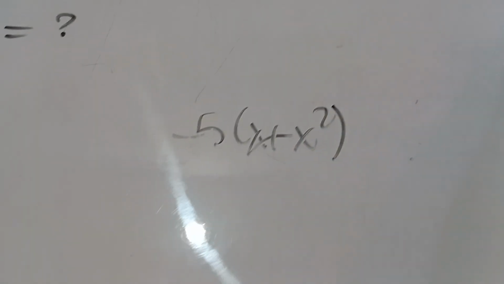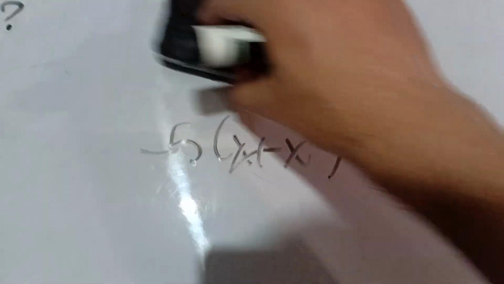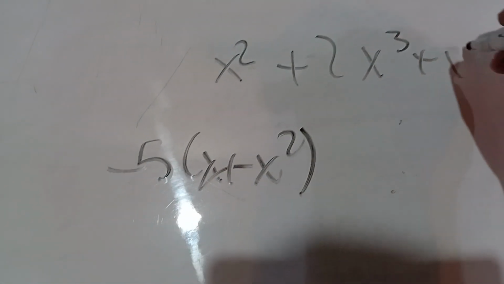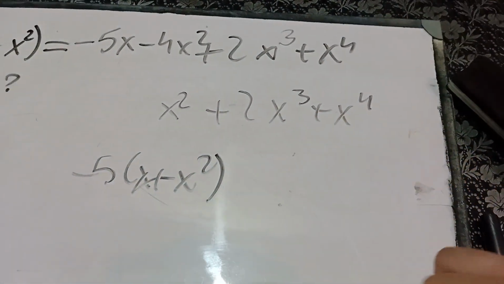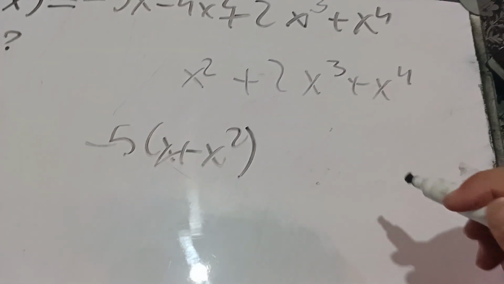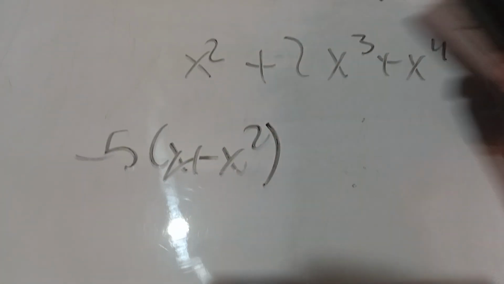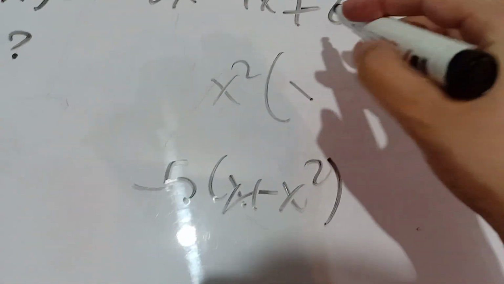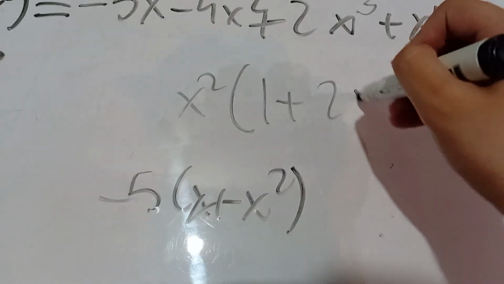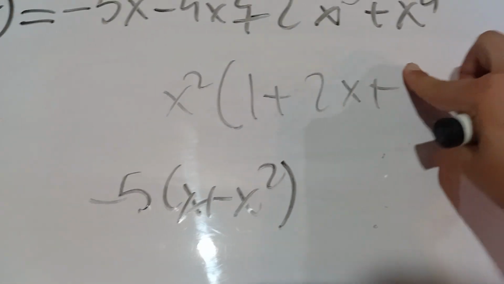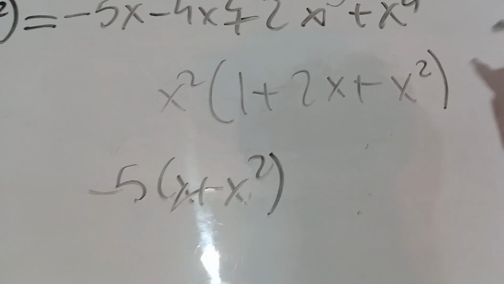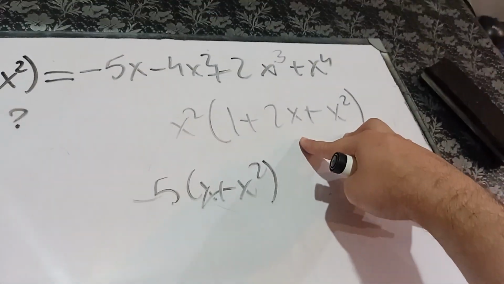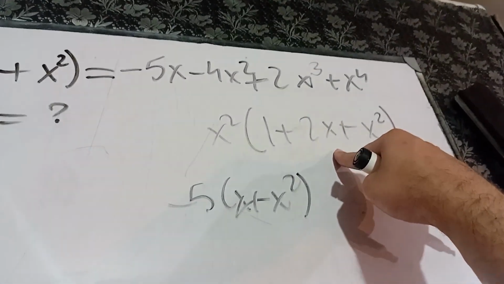Really easy. Now we get x squared plus 2x to the cubed plus x to the fourth power. Here we can factorize out an x squared term like so. So if we factorize in x squared, we get x squared times 1 plus 2x plus x squared, like so. See, we get x plus x squared, but we get 1 plus 2x as well for free.